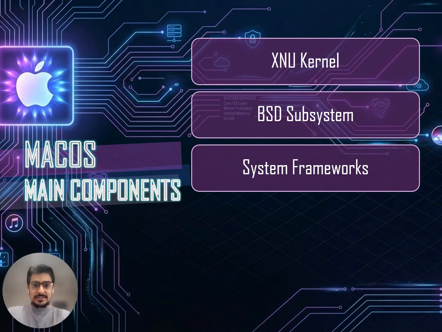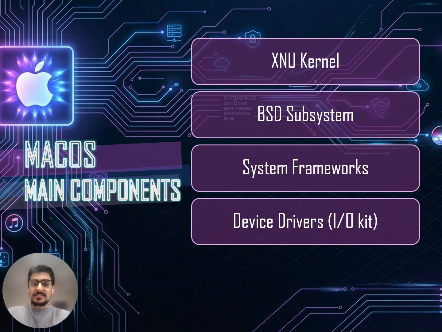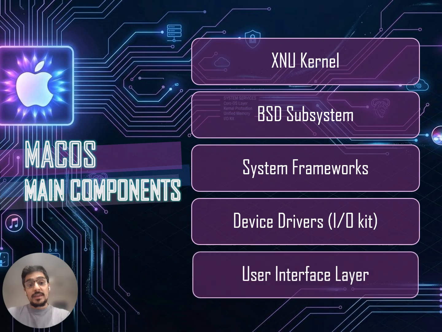System frameworks are high-level APIs such as Cocoa and Core Services, used by applications to interact with the operating system. Device drivers use the I/O Kit, a modular driver framework that supports hardware communication. Then the user interface layer. macOS is famous for its graphical interface, which displays very elegant and intuitive elements, allowing for a very pleasant user experience.